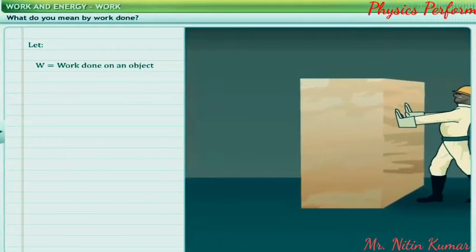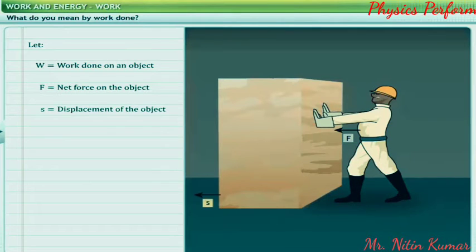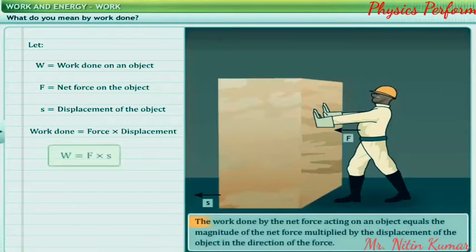Let the work done be W, the force acting on an object be F, and the displacement of the object be S. The work done is the product of force and displacement. Thus, the work done by the net force acting on an object equals the magnitude of the net force multiplied by the displacement of the object in the direction of the force.